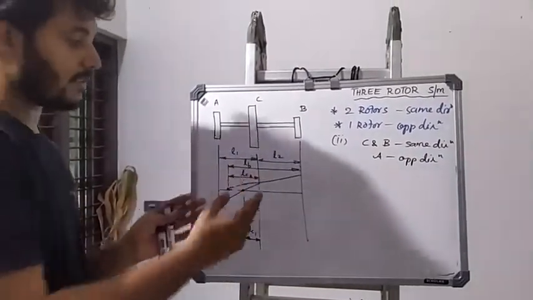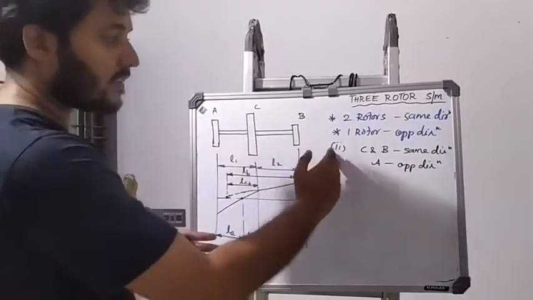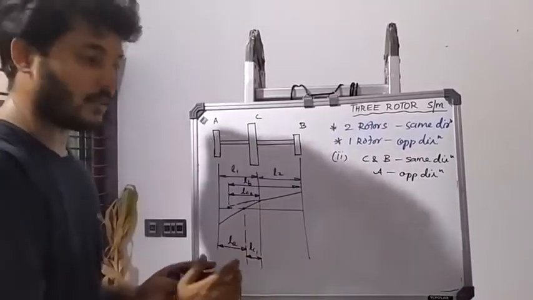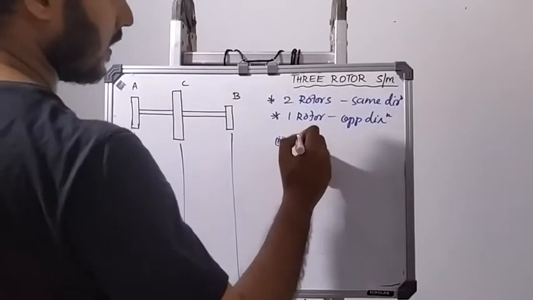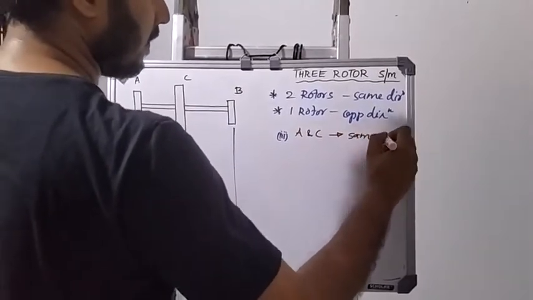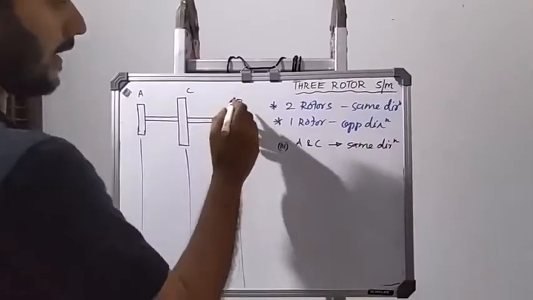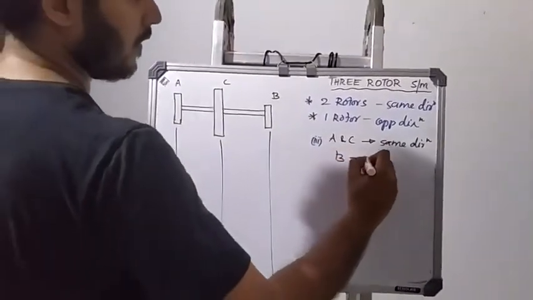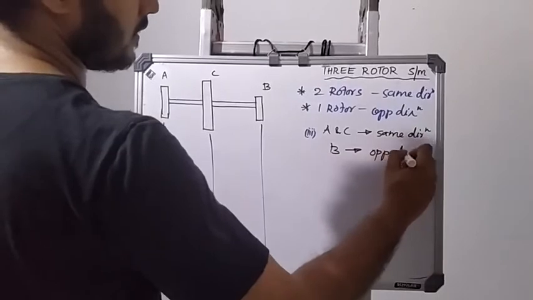The sense of this distance is the same as the first case that we discussed in the 3-rotor system. Now let us come to the third case. Let A and C rotate in the same direction and let rotor B rotate in the opposite direction.